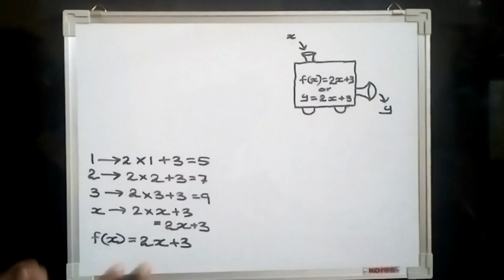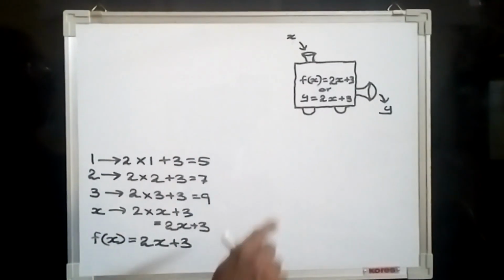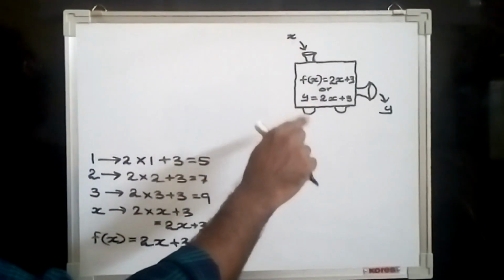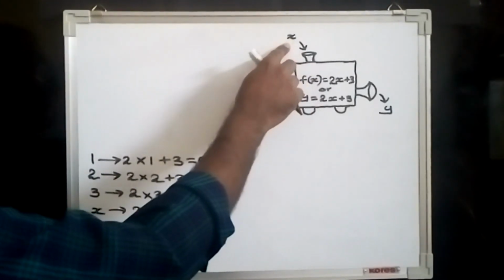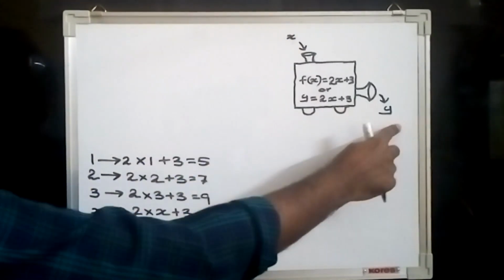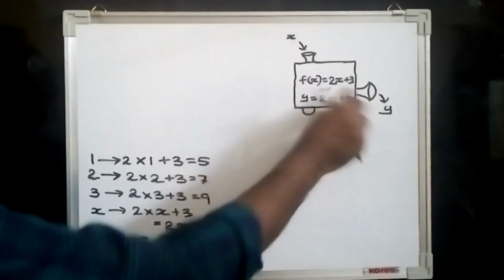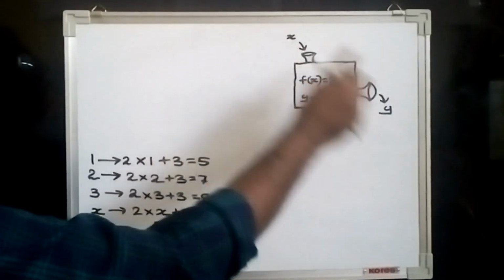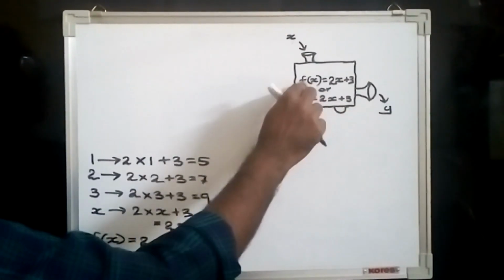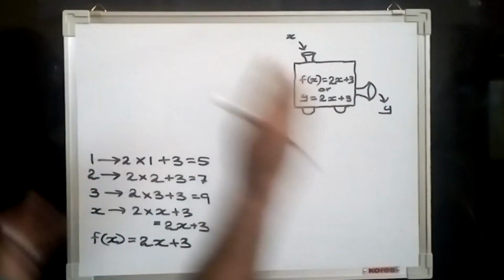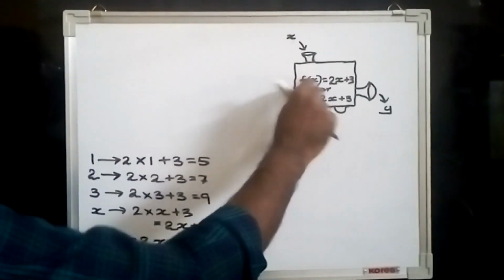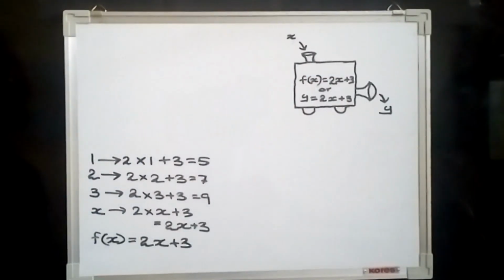Also, the function of the machine is that if we put x into it, that is, if x is the input, let we get y as the output. Then y equal to 2x plus 3. Or the function of the machine in function language is f of x equal to 2x plus 3.